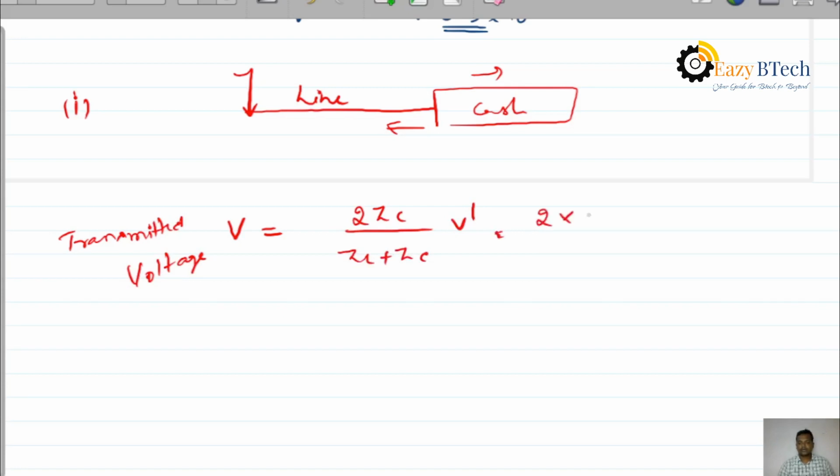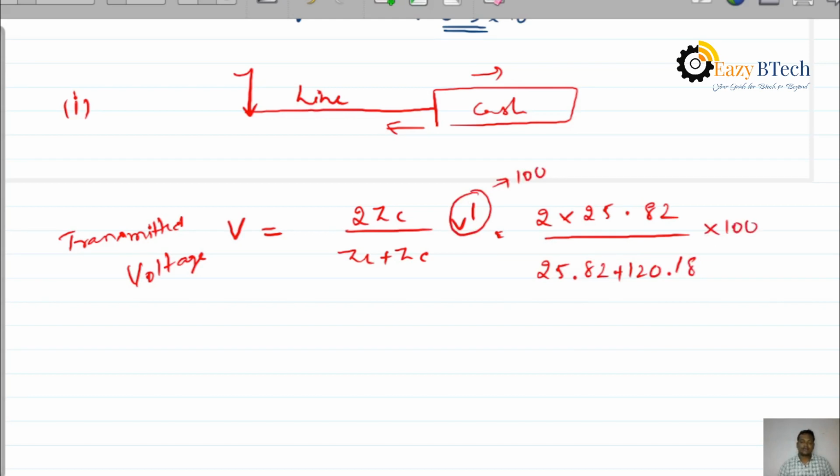Here, 2 into 25.82 divided by 25.82 plus 120.18. The surge voltage given is 100 kV. Directly substituting 100 kV, the transmitted voltage you get is 35.37 kV. This is the transmitted voltage.